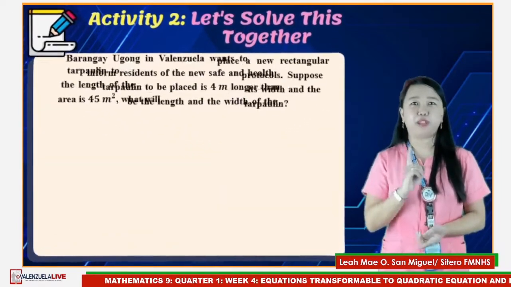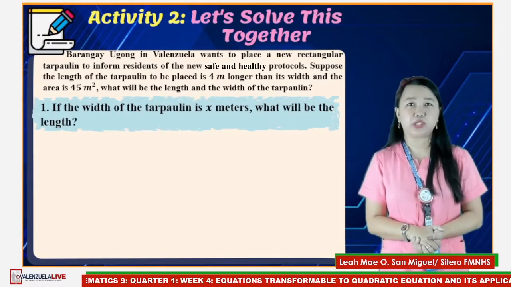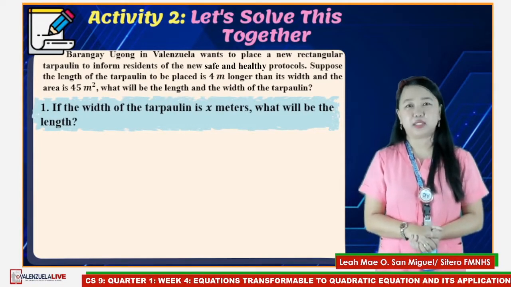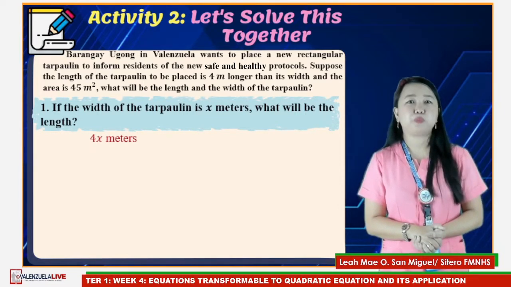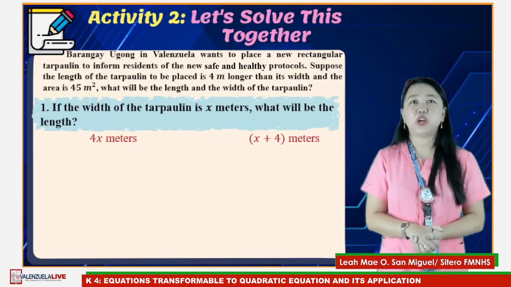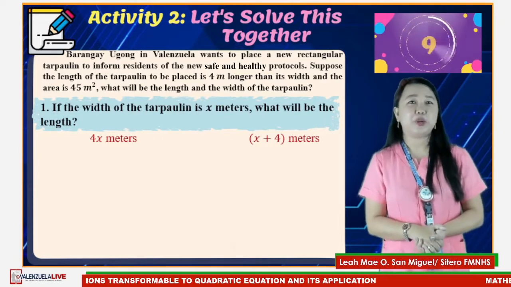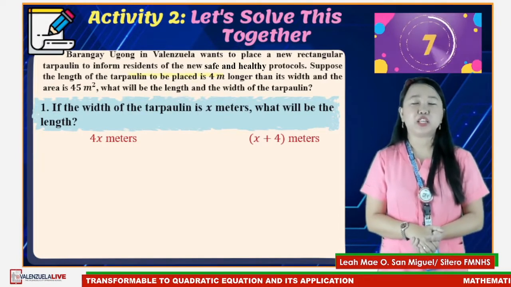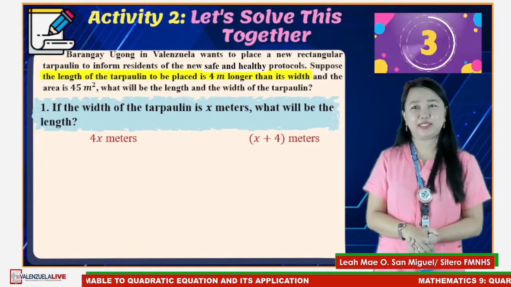Question number 1. If the width of the tarpaulin is x meters, what will be the length? Is it 4x meters or x plus 4 meters? You have 10 seconds to comment your answer. Go! In the problem, length is 4 meters longer than its width.